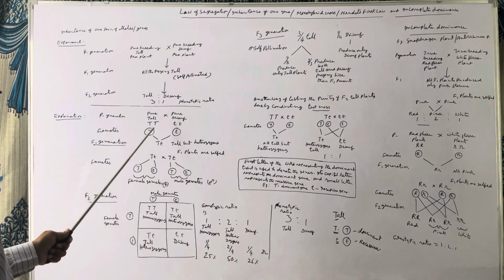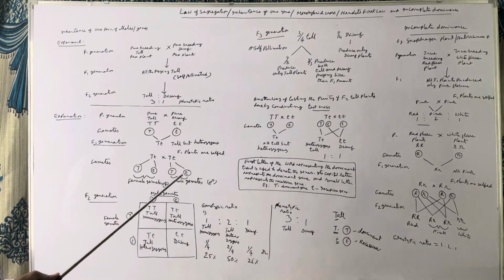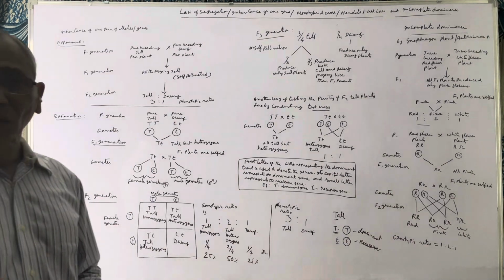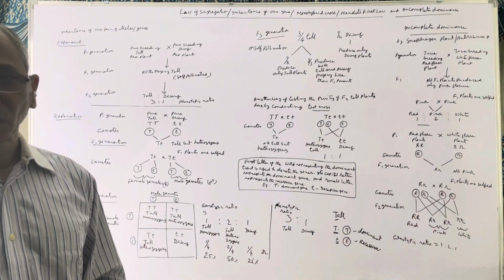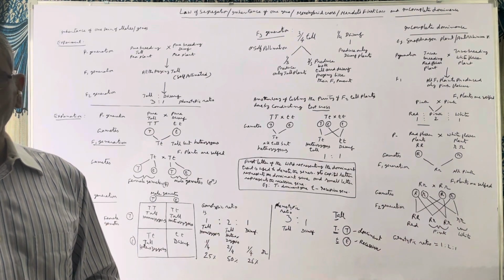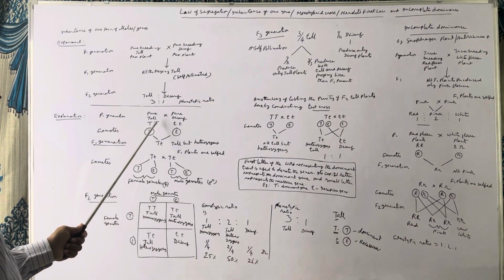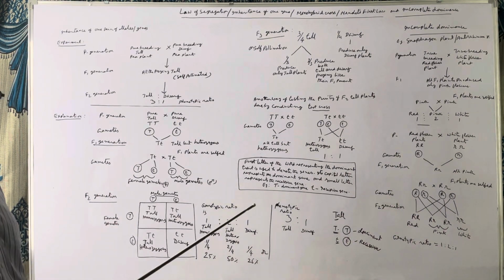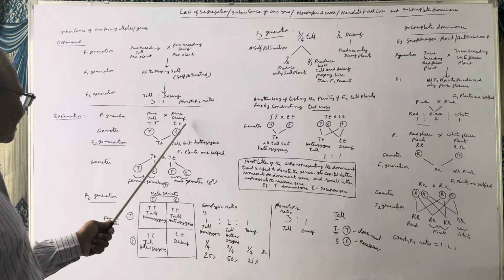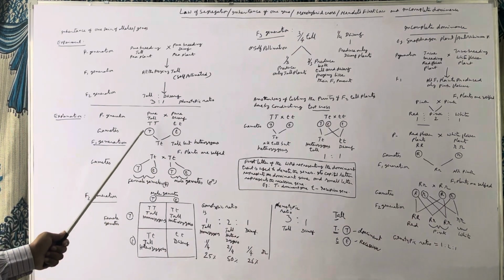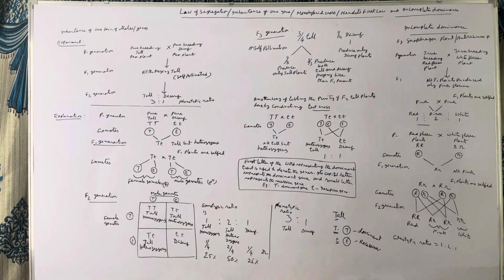Then they produce gametes. During gametogenesis, what happens? Meiotic division takes place and the chromosomal number is reduced to half. As a result, what happens? Each factor enters a different gamete. Here also, each factor enters a different gamete. So here, in the case of tall plants, because it is homozygous tall, it produces only one type of gamete. That means all the gametes carry the capital T or the dominant gene T.